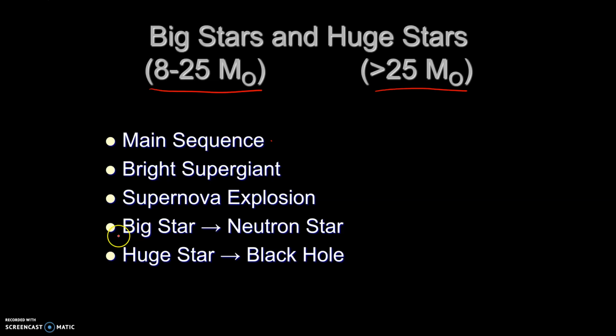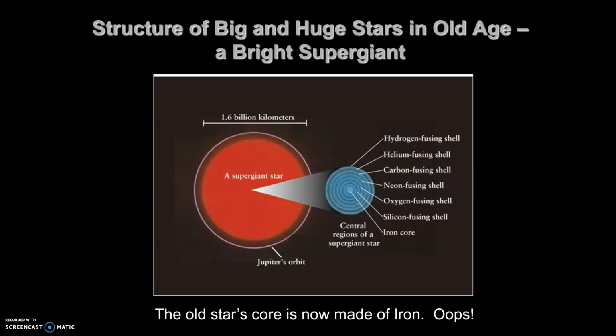Then they are either a big star or a huge star at that point, and after our supernova explosion, they'll either turn into a neutron star or a black hole, depending on whether they're descending from a big star or a huge star.